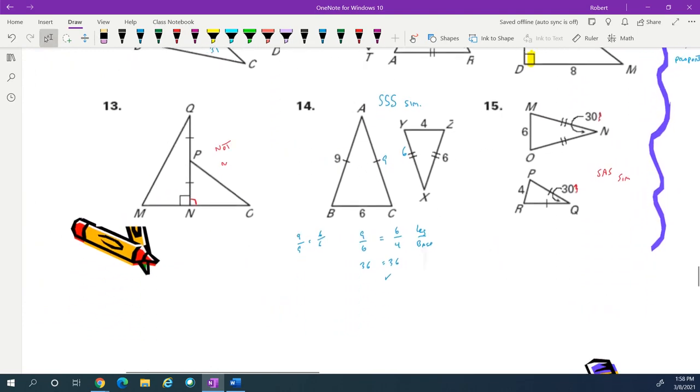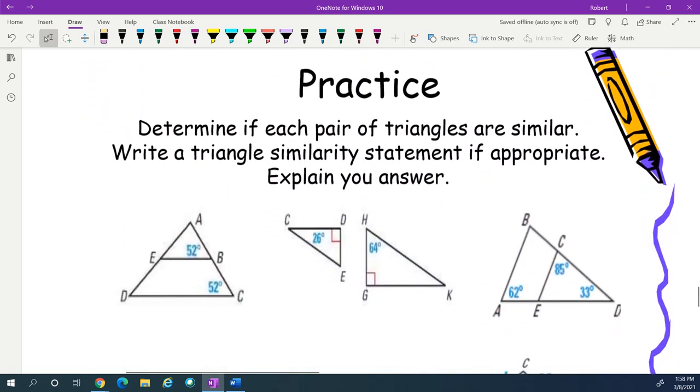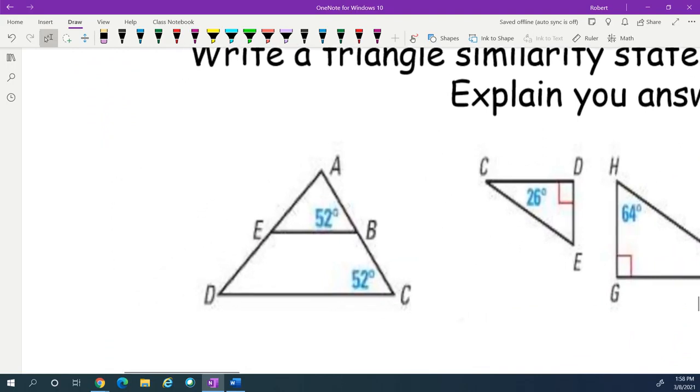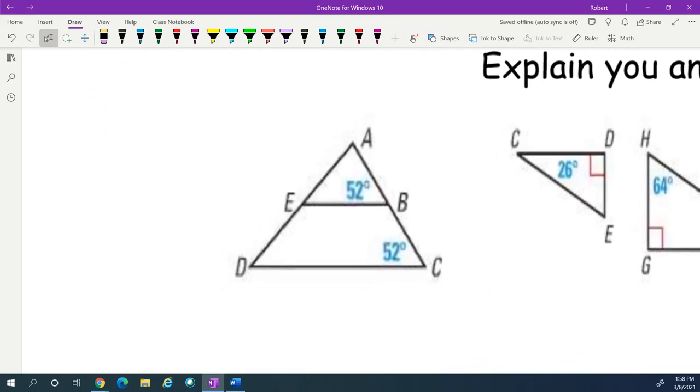Let's see if we have any more here. Okay. We want to determine if these two triangles are similar. Notice it is one small triangle inside of a big triangle. So we do have angle A is shared by both triangles. So we have 52 and angle A. And then from the big triangle, we have 52 and angle A. So this is AA similarity.